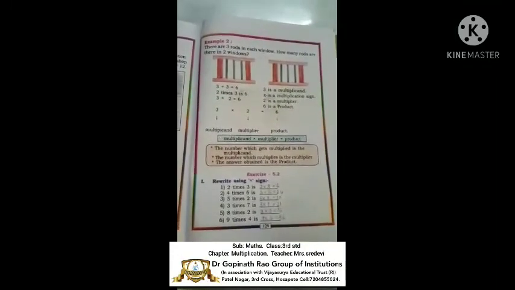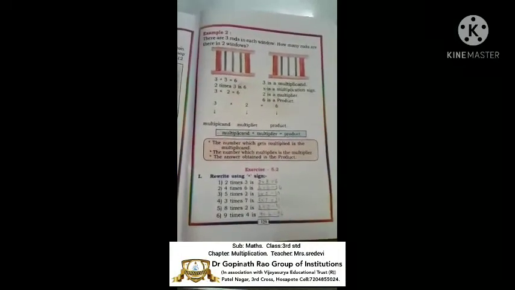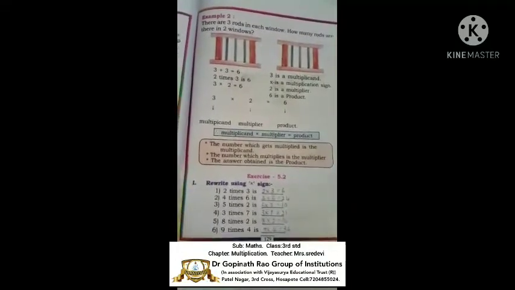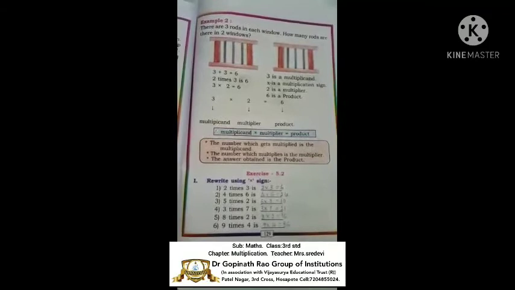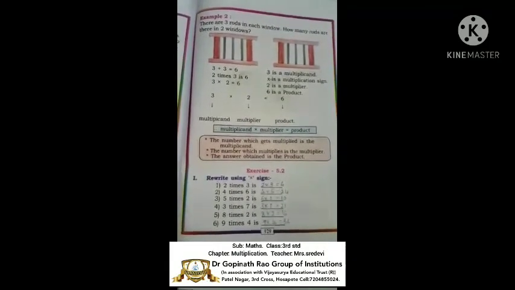So when will we get a product? When we multiply multiplicand into multiplier, then we get a product. The number which gets multiplied is the multiplicand. The number which multiplies is the multiplier. The answer obtained is the product. See, this is the product.